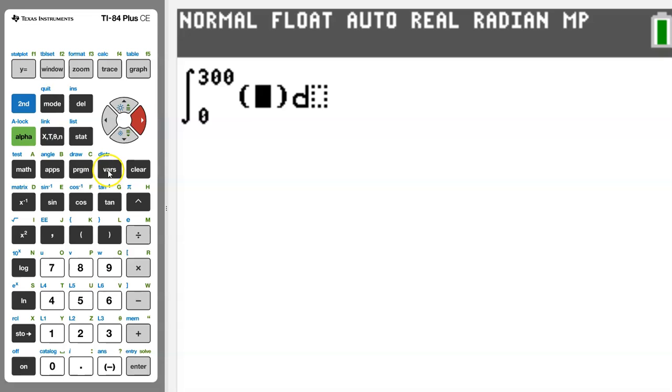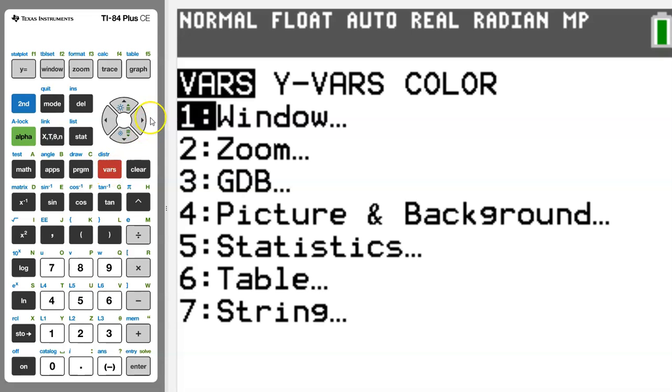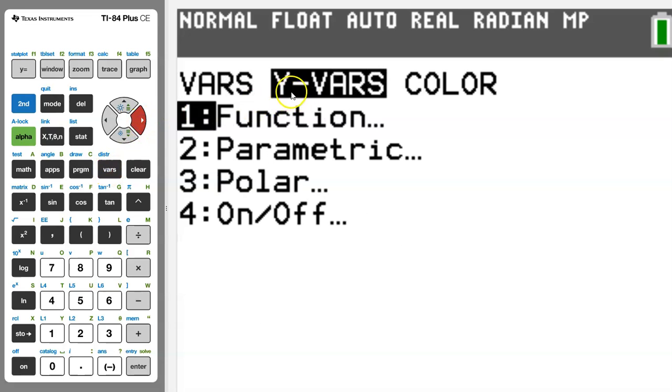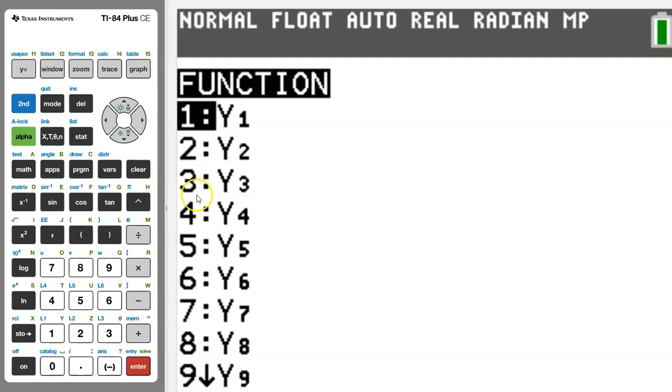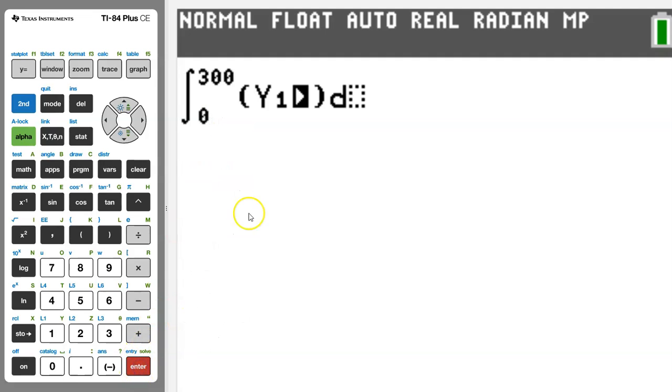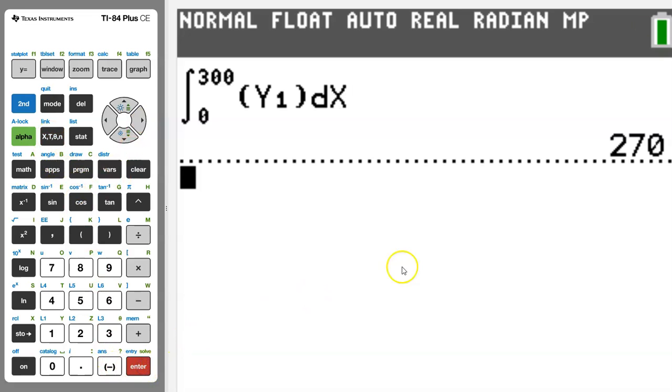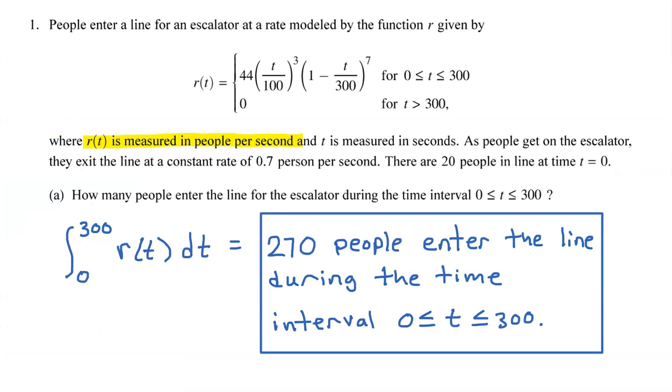We do that by hitting the vars button, which stands for variables, switch over to the y variables tab, and just choose option number 1 for functions. And there's y1, just hit enter. So here we are integrating y1, which is really r of t. And put your dx on the end. And that's it. So 270 is the answer.